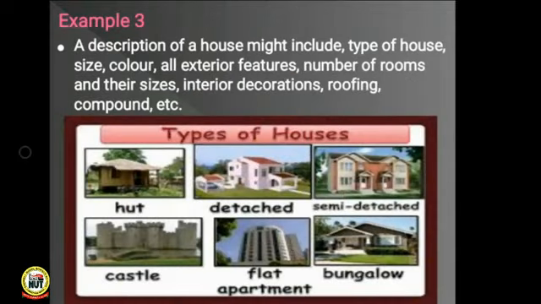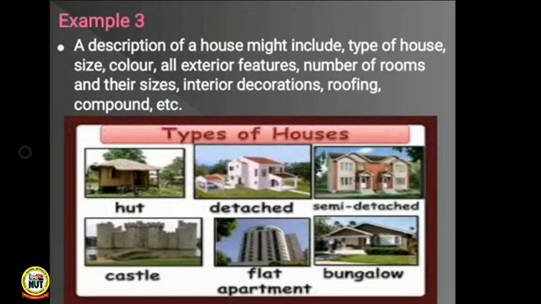Another example, a description of a house might include type of house, size, color, all exterior features, number of rooms and their sizes, interior decorations, roofing, compound, and so on and so forth. Now, if you want to describe a house to somebody, you have to tell the person the type of house, the size, and so on.